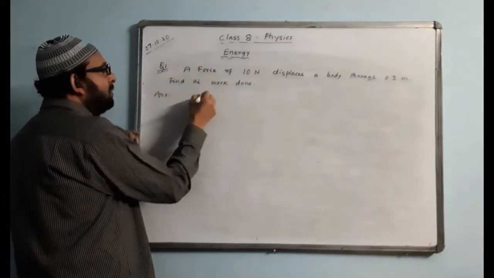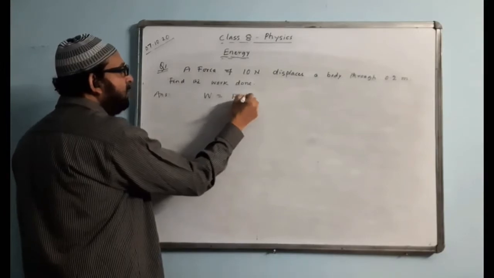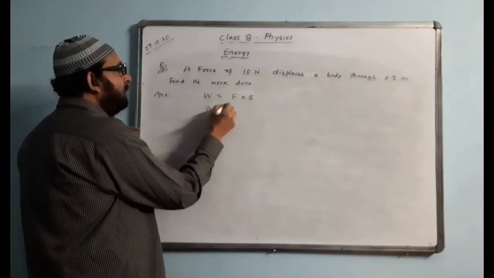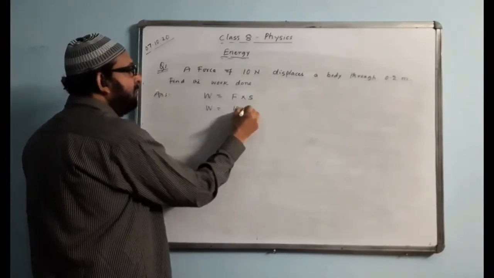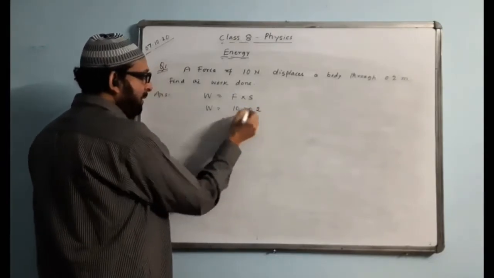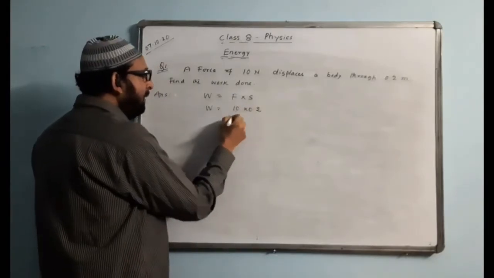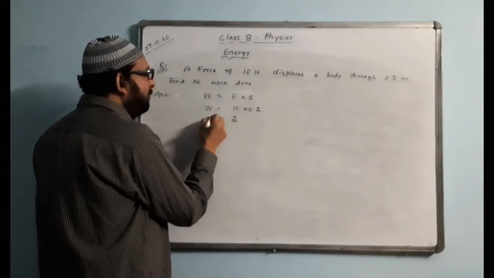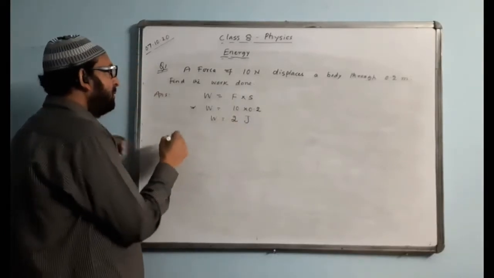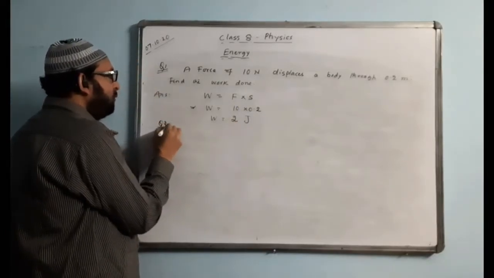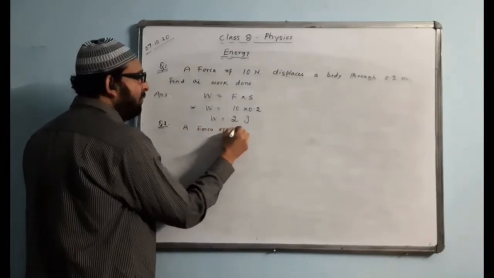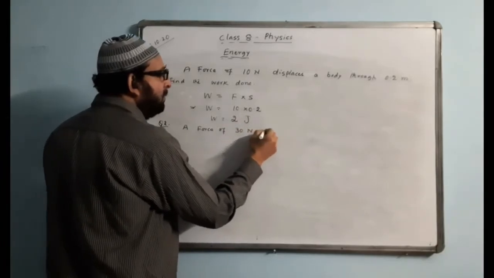This is a very simple question. It starts like W is equal to F into S. So work we have to find. Force is 10 Newton, that is the SI unit, keep it the same. Displacement is 0.2 meter. Meter is also the SI unit. Multiplying, the answer will come 2, and the unit of work will be joule. So we write the unit joule, J. That is the answer.